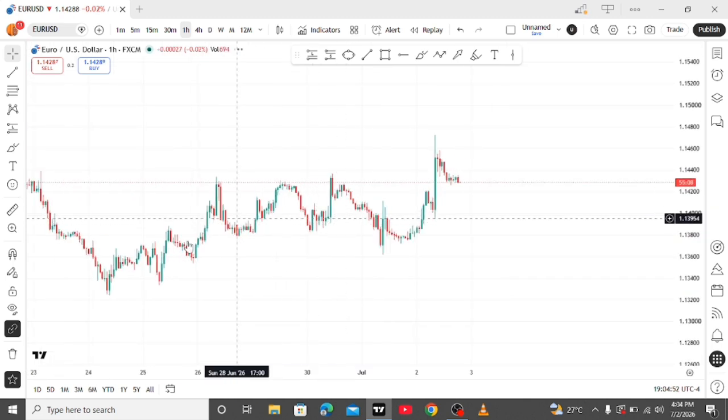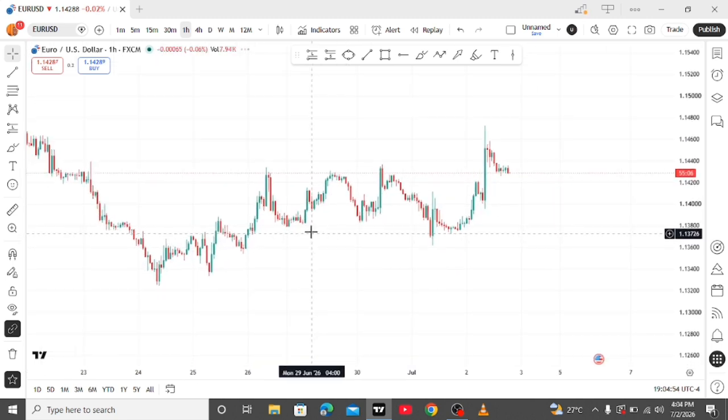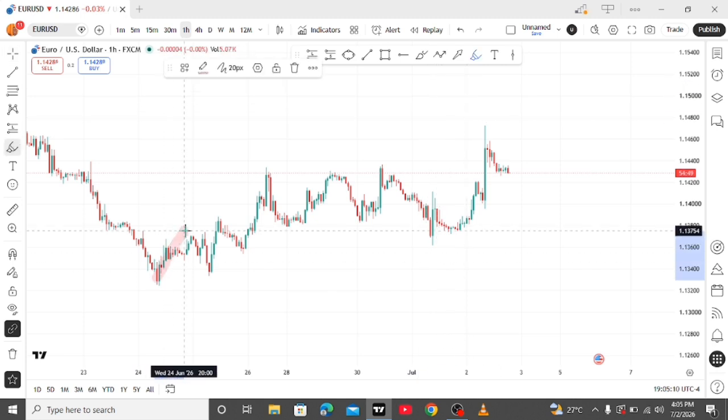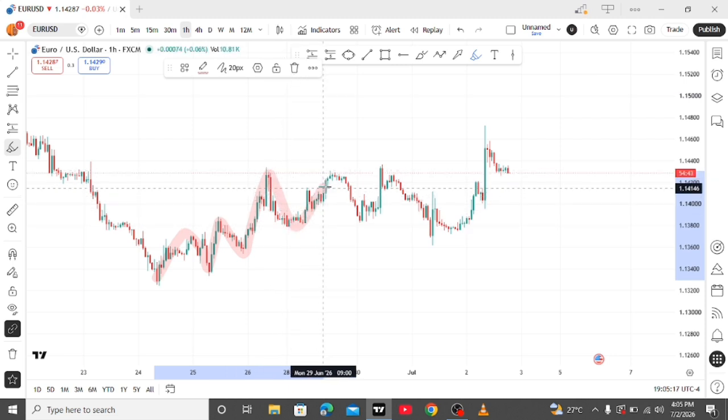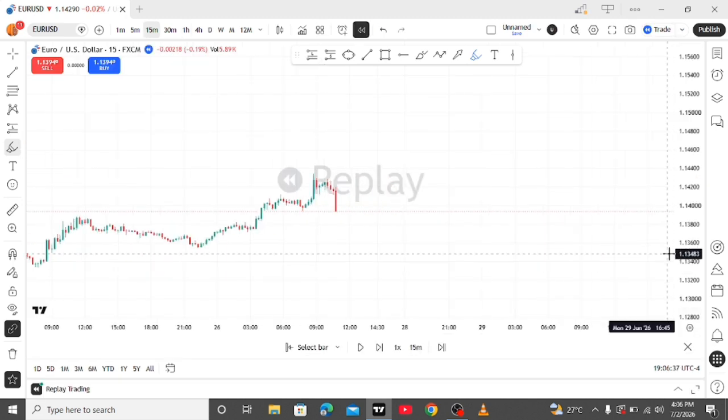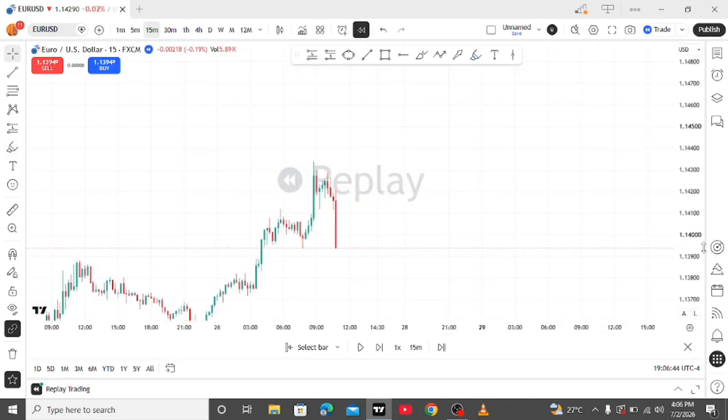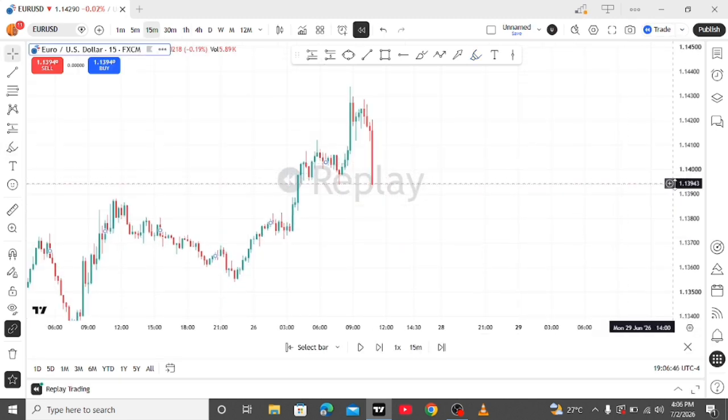And right now the market is in an uptrend. How do we know the market is in an uptrend? Because the market is making higher high, higher low, higher high, higher low, higher high, higher low to the upside. So let's go over to the 15 minutes time frame and see what it is saying. So now this is our 15 minutes time frame.